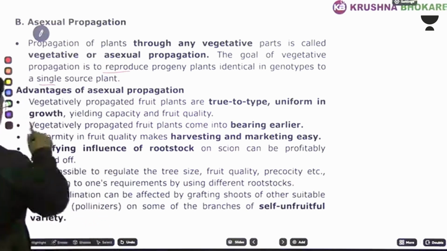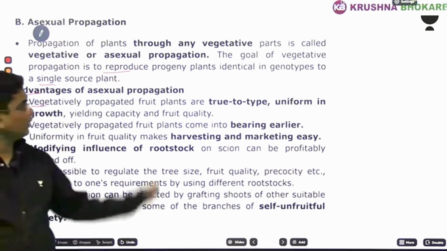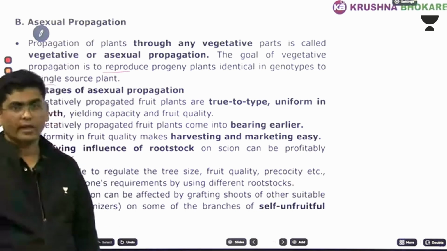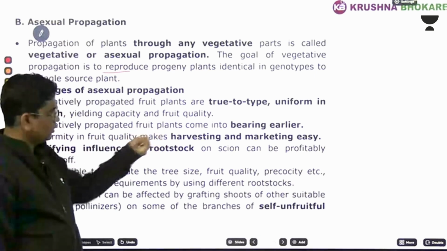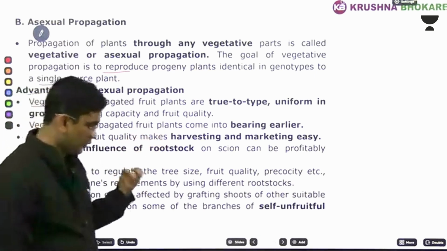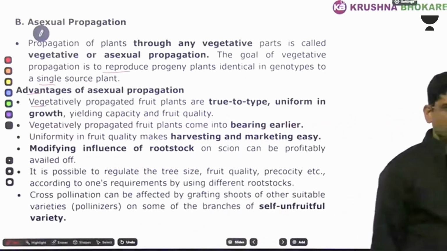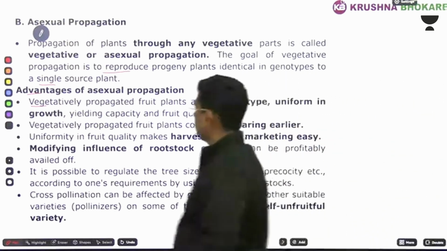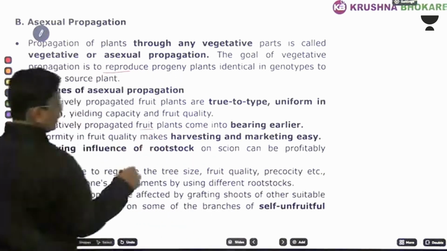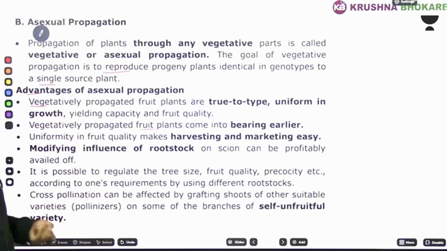ठीक है. What are the advantages of asexual propagation? Vegetatively propagated root plants are true to type, uniform in growth, yielding capacity and fruit quality. What do you mean by true to type? Exactly like their parents. ठीक है. Vegetatively propagated fruit plants come into bearing earlier. If you are using vegetatively propagated plants of mango, you can easily get mango within 3 to 5 years. But if you are sowing the seed, it will take 7-8 years. ज़्यादा time लगेगा, ठीक है. Uniform fruit quality makes harvesting and marketing easier.